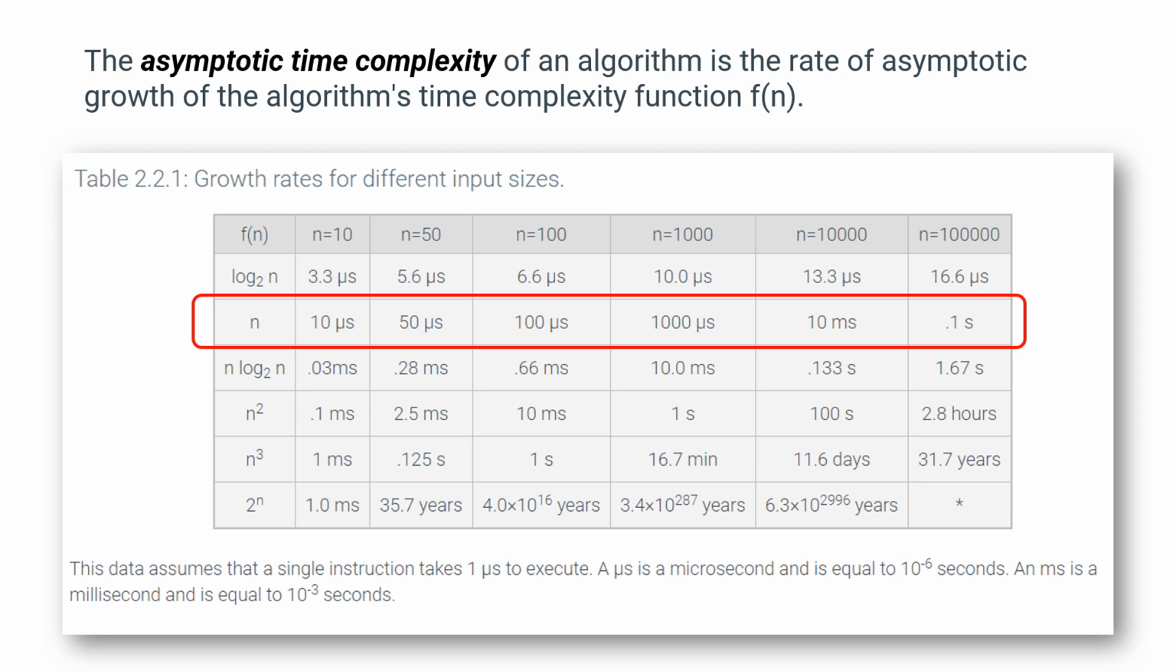But if we had another algorithm that had an asymptotic time complexity of a higher order, we can see how much of a difference this would make. Let's say we have something of order n squared. We could start out with just 10. It would be 0.1 milliseconds. But if we had 100,000, it would take 2.8 hours. But if we go up to n to the third, then to have 100,000 input values, it would take 31.7 years.